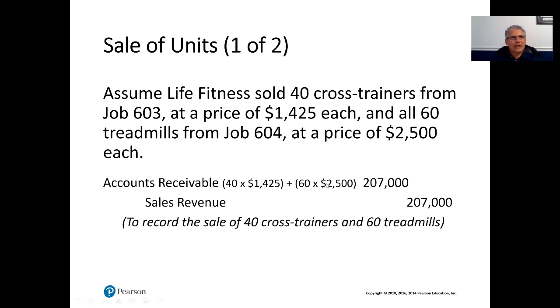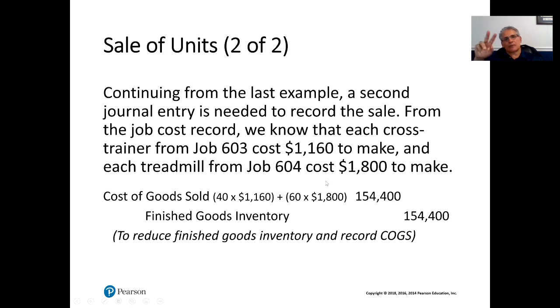If you dig deep back into your financial accounting, you'll remember that there's actually a second entry that has to be done. And that is, we've got to take the cost of the units that were sold and pull it out of inventory and charge it to the account called cost of goods sold. So continuing from the last example, a second journal entry is needed to record the sale.